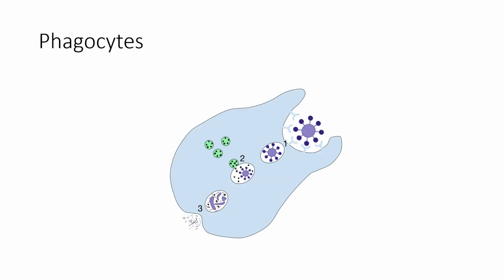Phagocytes are a type of leukocyte, or white blood cell, that carries out the process of phagocytosis. Phagocytosis is the ingestion and digestion of bacteria or other foreign material. There are a few types of cells that act as phagocytes. These cells are macrophages, neutrophils, and dendritic cells.